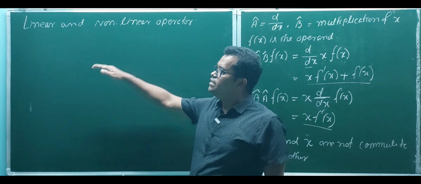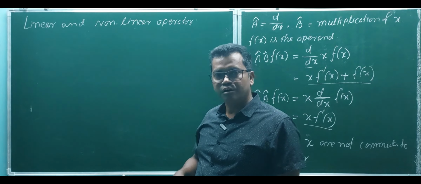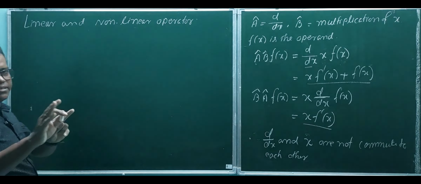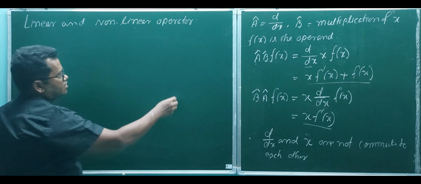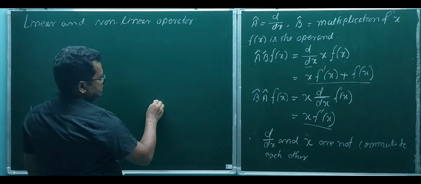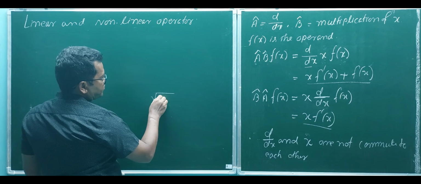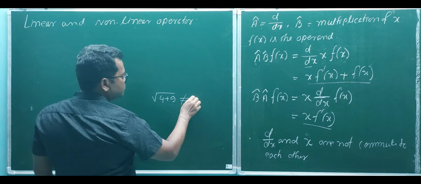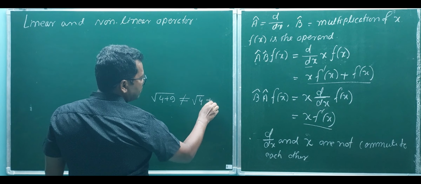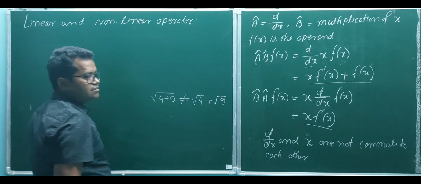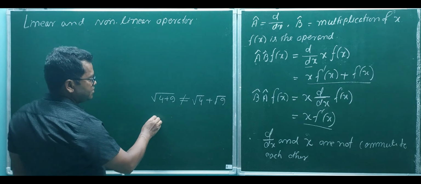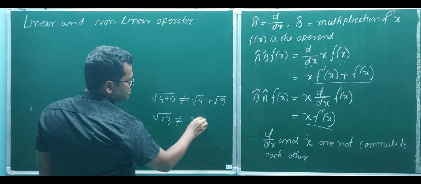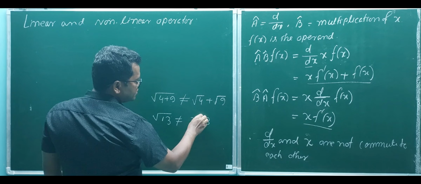So our next topic is linear and non-linear operators. Let us understand with an example. Suppose root over 4 plus 9 is not equal to root over 4 plus root over 9. I think you have understood this. This is root over 13, which is not equal to 2 plus 3. These are not equal.